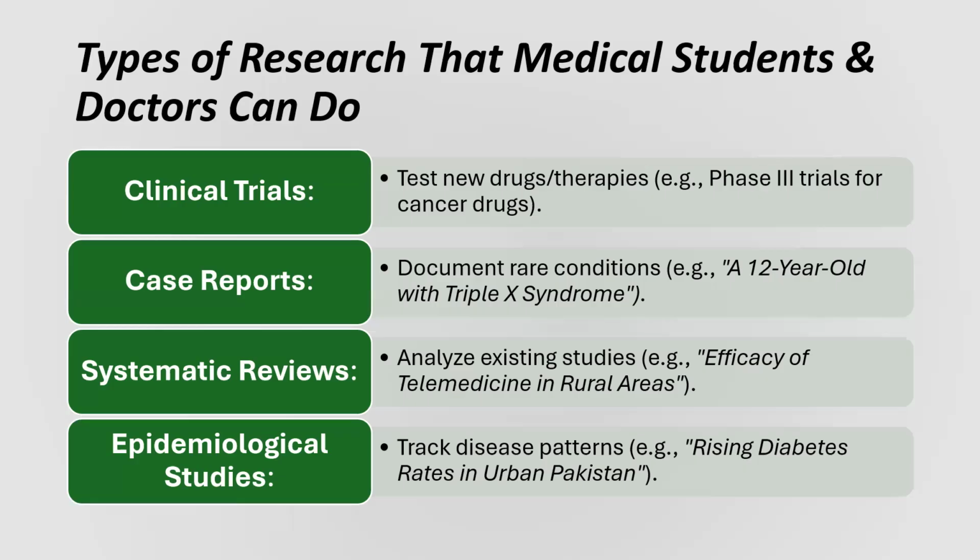And there are systematic reviews which analyze existing studies. Like if you want to study the efficacy of telemedicine in rural areas, you gather the already published data on the efficacy of telemedicine in rural areas, then qualitatively analyze the data, and write a systematic review about that. Then there are epidemiological studies which track disease patterns. For example, if you're working on rising diabetes rates in urban Pakistan or anywhere in the world, on some specific disease, and you want to know about the disease pattern or prevalence rate, you can do epidemiological research.